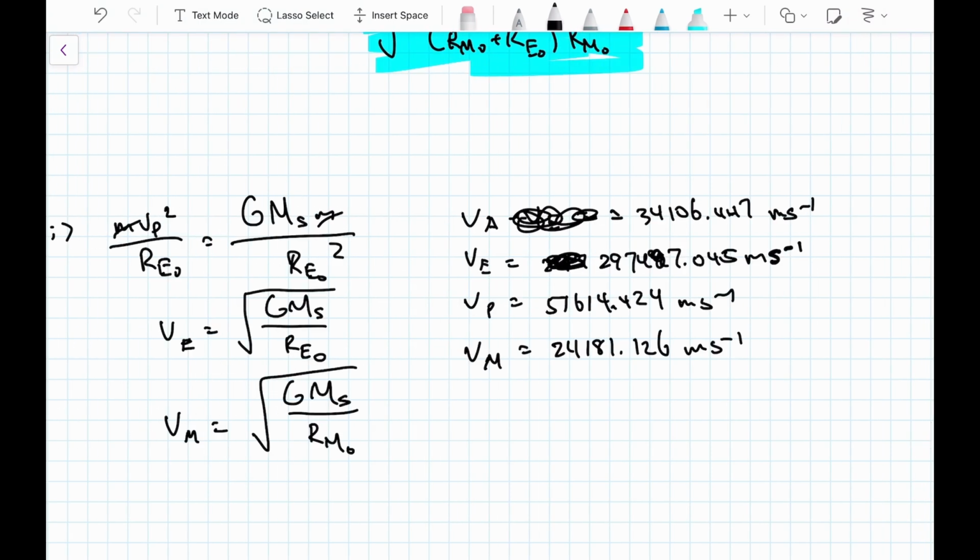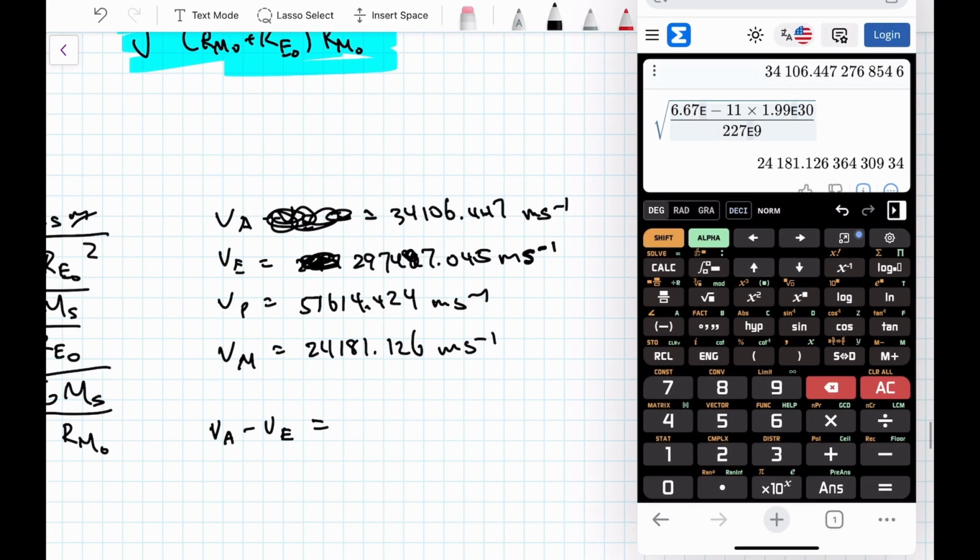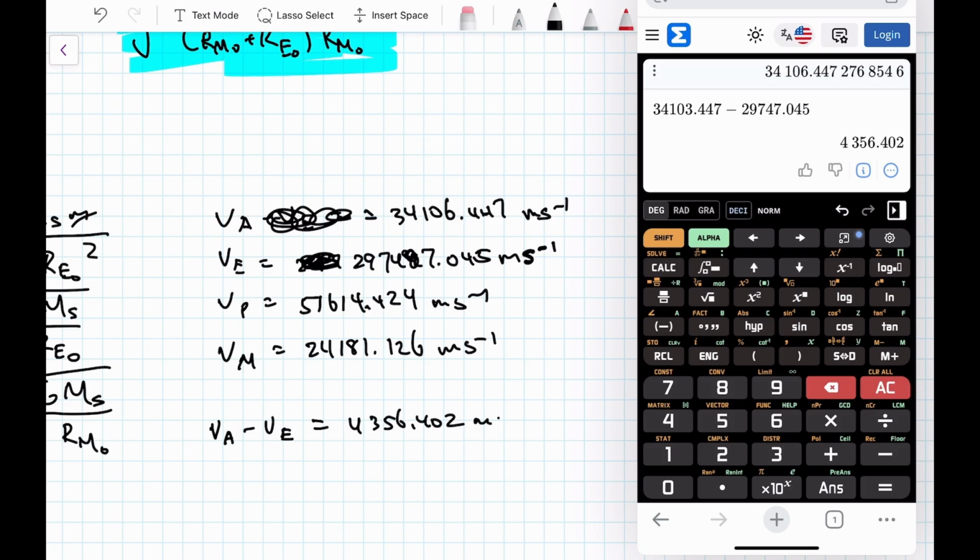So first of all, the difference of VA and VE, right? VA and VE is equal to 34106.447 minus 29747.045. That is 4356.402 per second.